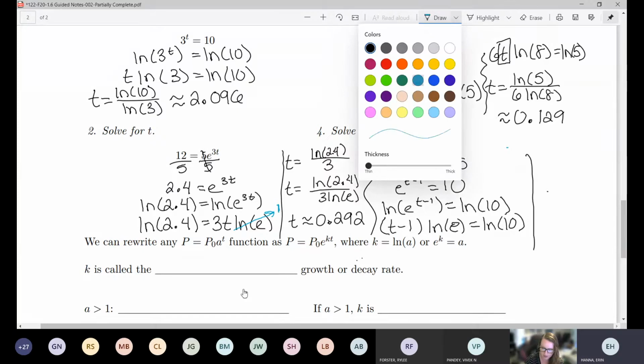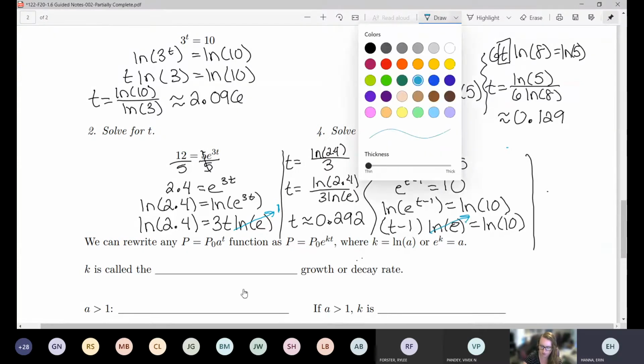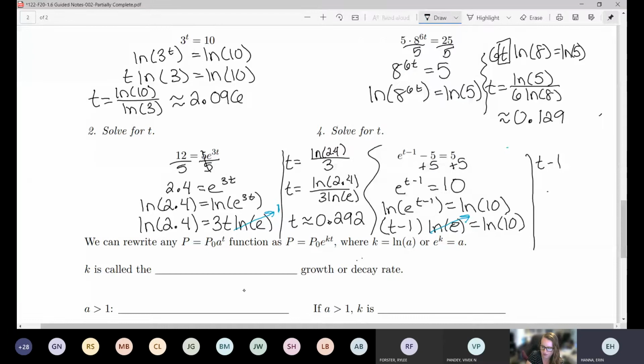So I'm personally going to say the natural log of e is 1, so I'm going to drop that piece. Again, if you keep it around, it's not incorrect. You can do that, it's perfectly fine. So I'd have t minus 1 equals the natural log of 10. So then add 1 to both sides to solve. So this will result in approximately 3.3.